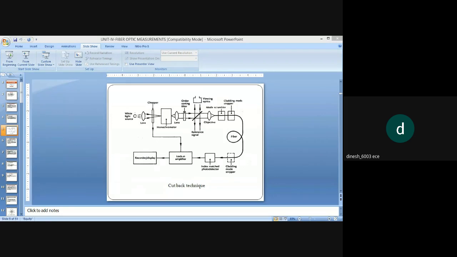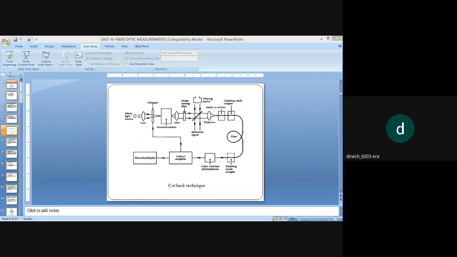phase-sensitive detection. Then the chopped signal is fed through a monochromator that utilizes a prism or a diffraction grating arrangement to select the required wavelength at which the attenuation is to be measured. Then the light is filtered before being focused onto the fiber by means of a microscope objective lens.